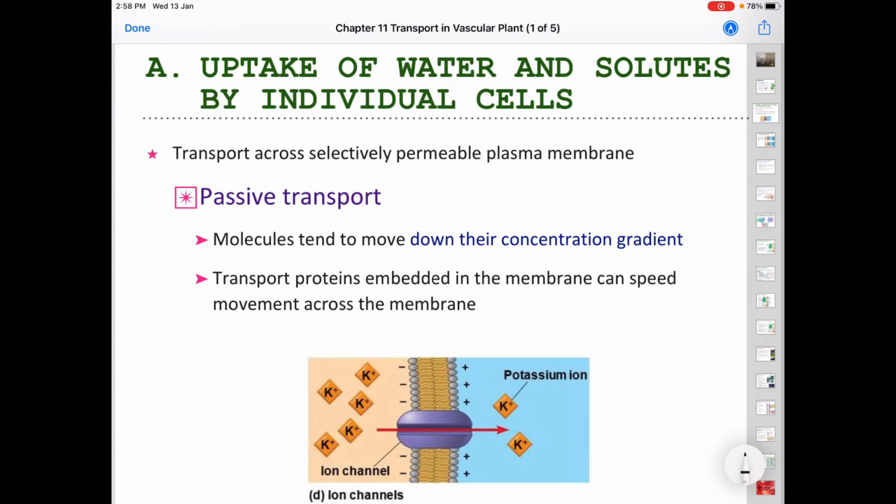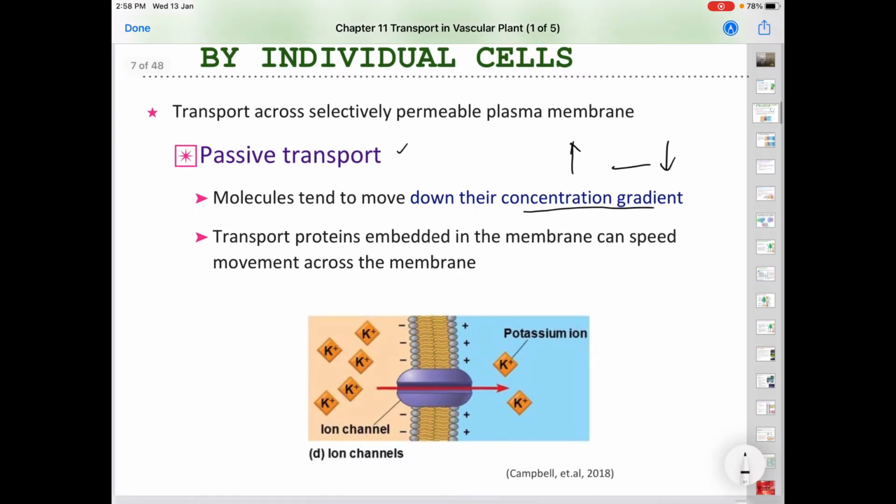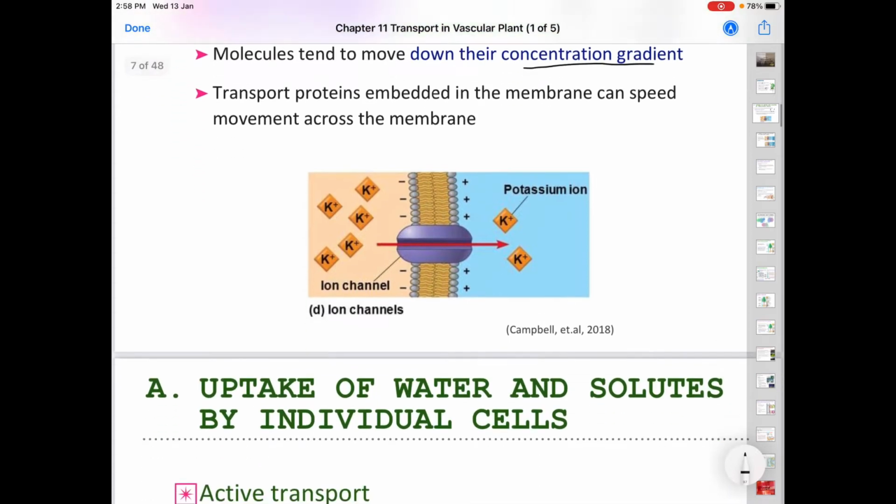The first step, the uptake of water and solids by individual cell. So this process involves, the first one is passive transport, where the molecules tend to move down their concentration gradient from high concentration to the lower concentration. So in passive transport, no ATP is needed. So the molecules can pass through the plasma membrane.